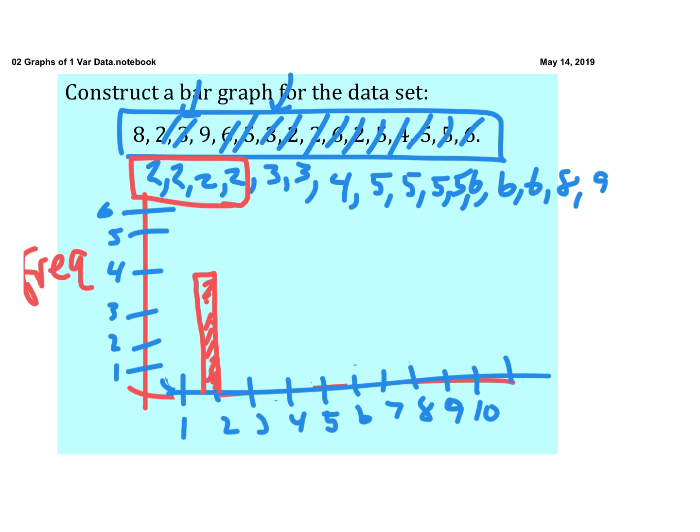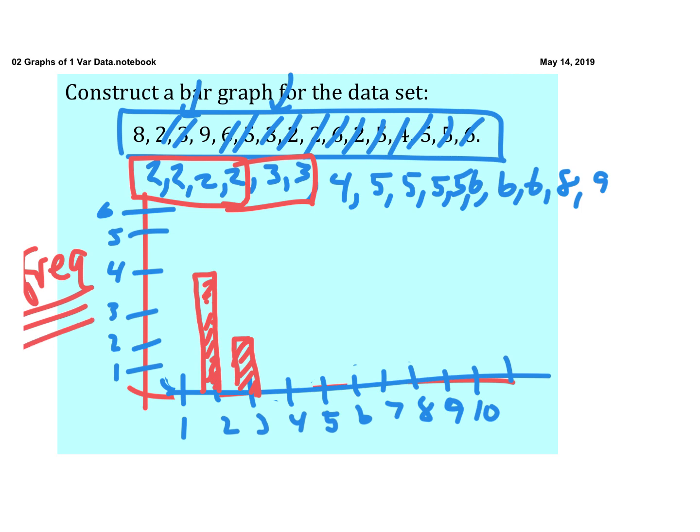About the 3s. There were 2 3s. It's half as tall. I think you get the idea. The thing that's probably the most important is that the frequency, like how many there are, goes on the y-axis.